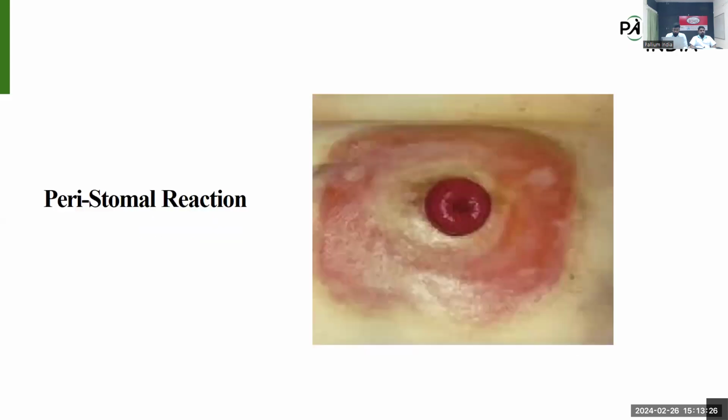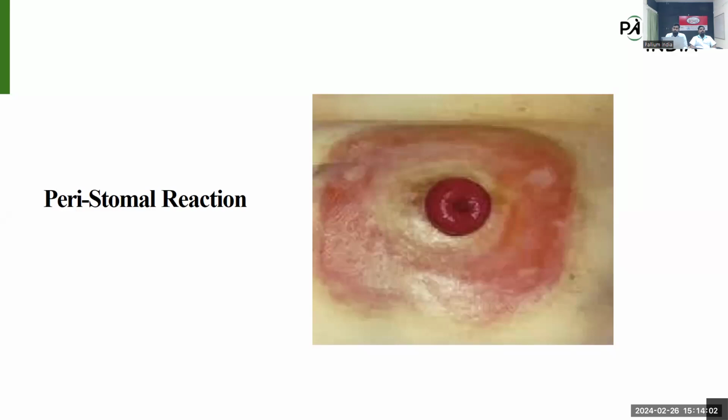Next slide. So this one is the peristomal reaction. Peristomal means around the stomal region only. This peristomal reaction mainly happens due to continuous contact of the peristomal region with the fecal matter or the secretion from the colostomy. We can prevent it by choosing the proper size of bag. The bag should not be too loose or too tight.